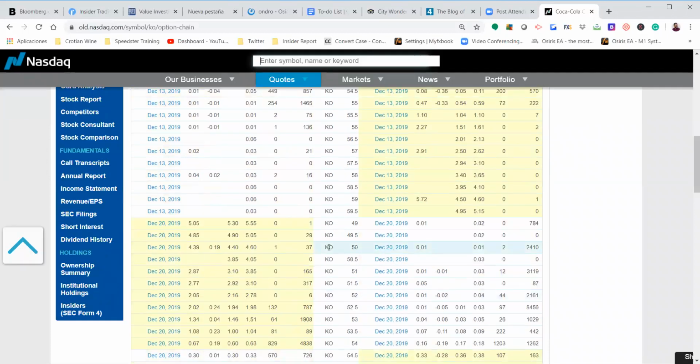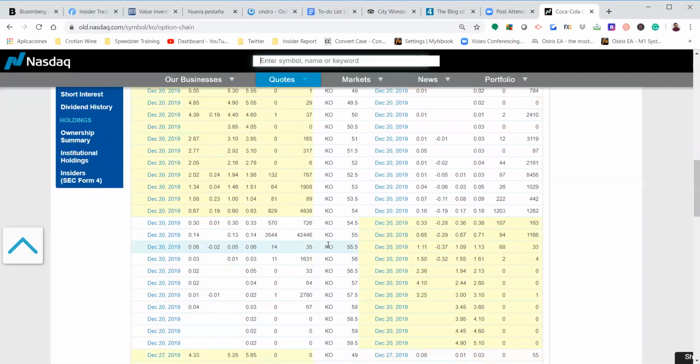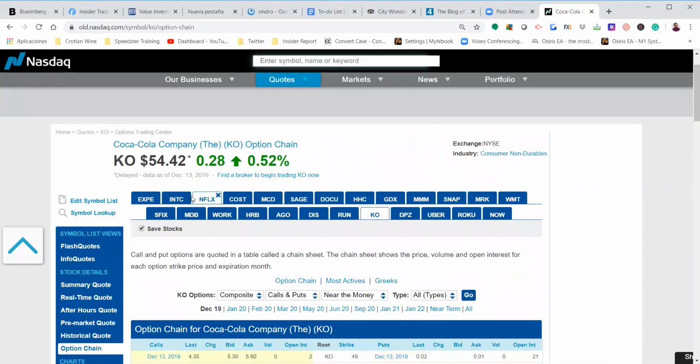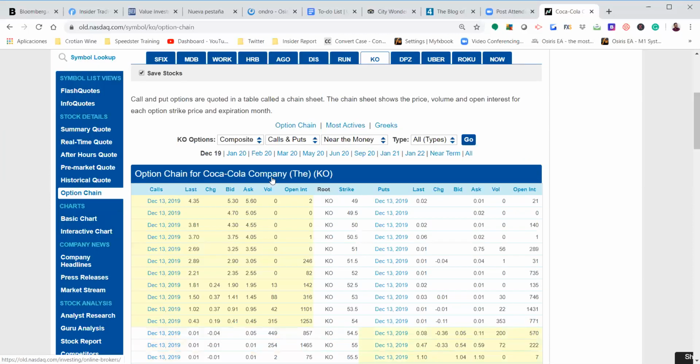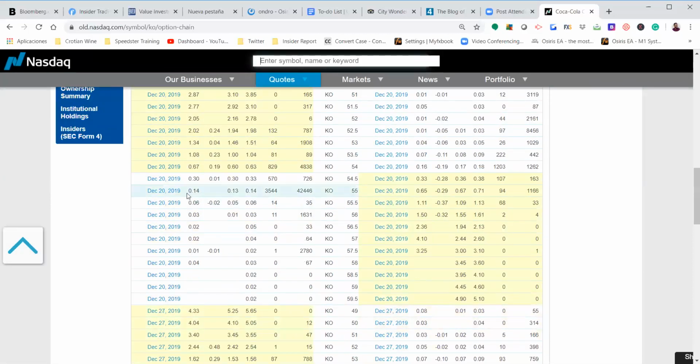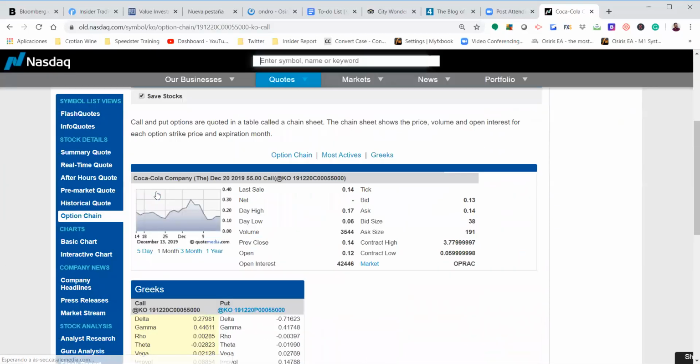Okay, look at this one, for example. Do you see this Coca-Cola call? It has 42,446 in open interest. Do you see that? Yes. Now, the strike is 55. According to this, on Friday, we closed at 54.42. It is in an uptrend. This one has massive volume, and it has to close, has to get there.